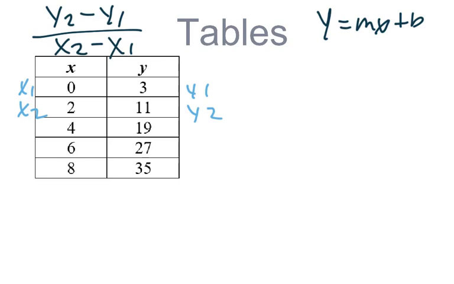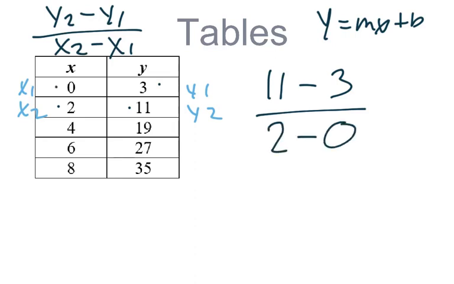So for y2, we should get 11, minus our y1, which is 3, divided by our x2, which is 2, minus our x1, which is 0. So then we're going to do 11 minus 3, which is 8, divided by 2 minus 0, which is 2. Then we have 8 divided by 2, which is 4. So our slope here is 4.